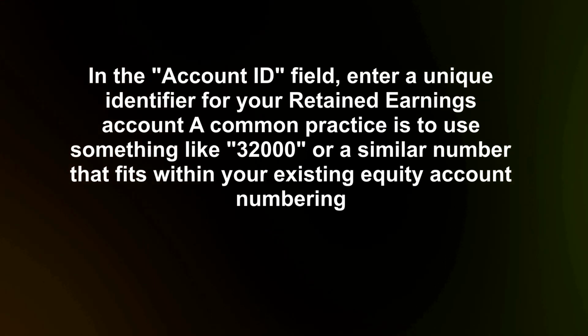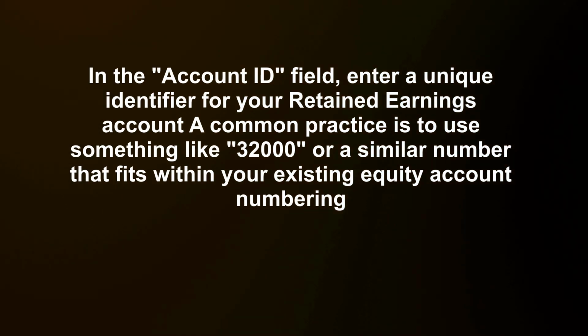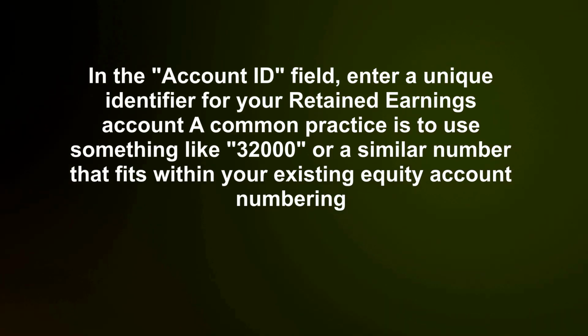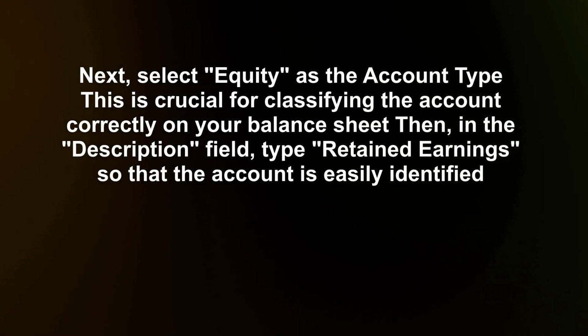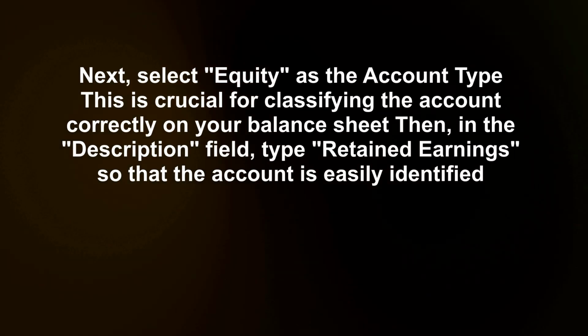In the Account ID field, enter a unique identifier for your retained earnings account. A common practice is to use something like 32,000 or a similar number that fits within your existing equity account numbering. Next, select equity as the account type. This is crucial for classifying the account correctly on your balance sheet.